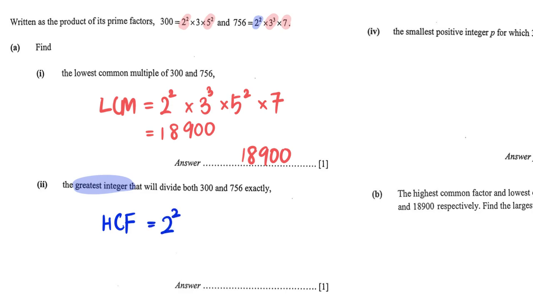2 power 2. We are going to choose 3, which is smaller than 3 power 3. 5 power 2 and nothing, no common one. 7 also no common. So this will be the answer, 12.